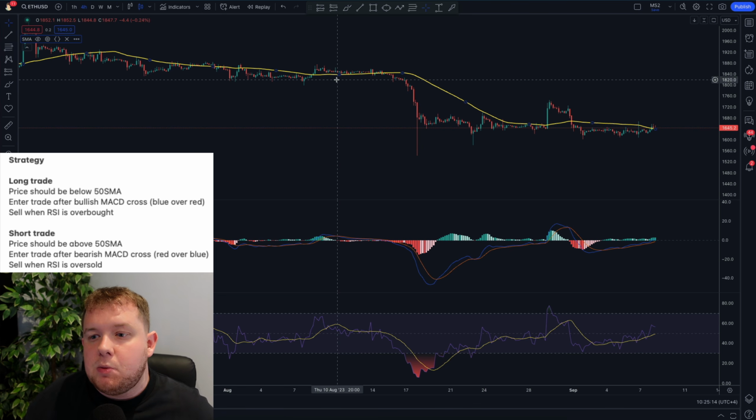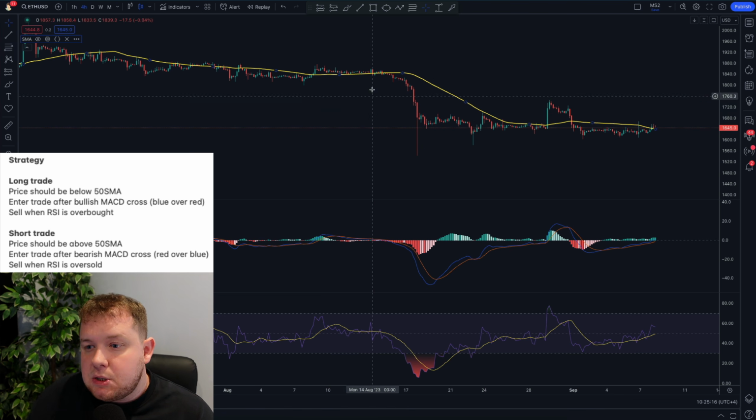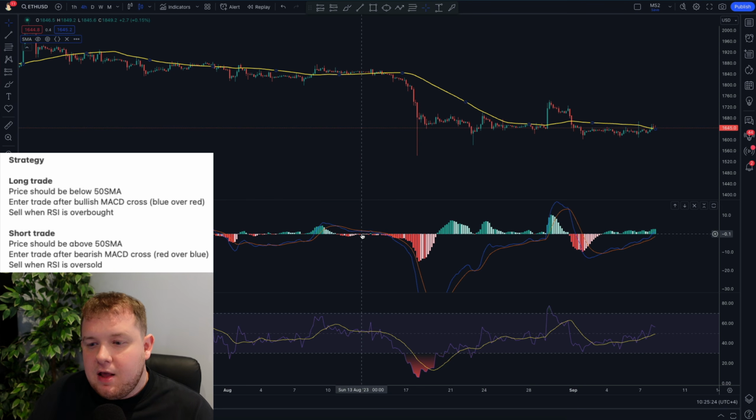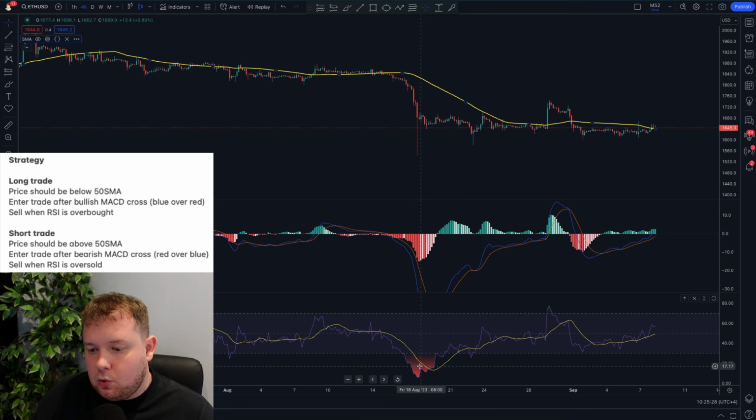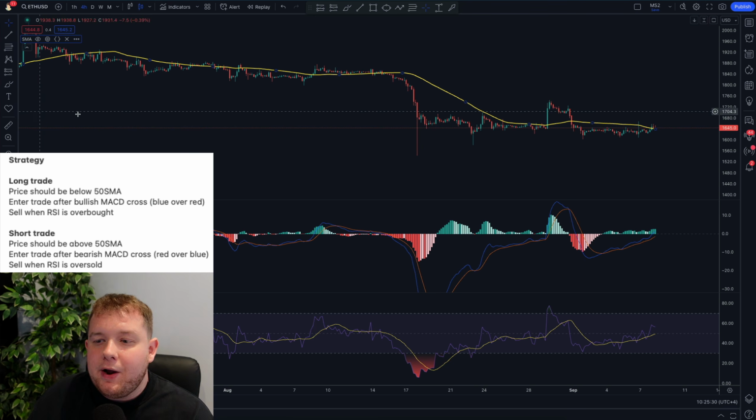So for a short position, we want to enter when the price, meaning the chart right here, is above the simple moving average. We want a bearish cross on the MACD right here, and then we want to exit when the price has in fact gone oversold, so like this right here. So I'll give you a quick example. It sounds complicated, but it's actually not.